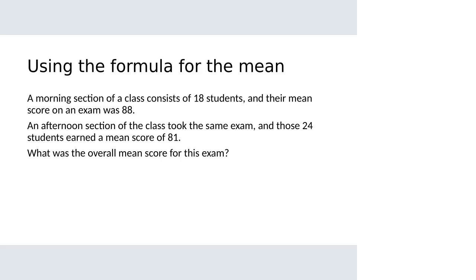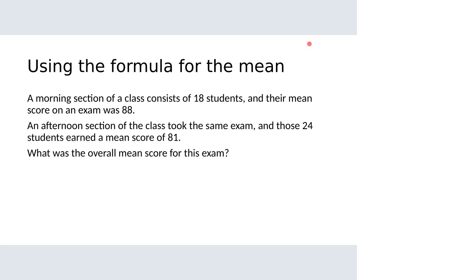A morning section of a class consists of 18 students, and their mean score on an exam was 88. An afternoon section of the class took the same exam, and those 24 students earned a mean score of 81. What's the overall mean score for this exam? So you're a teacher and you want to know what your overall mean is, and you calculated the mean for the morning class and it was 88. And then you calculated the mean for the afternoon class and it was 81. You want to know what the overall mean all together is.